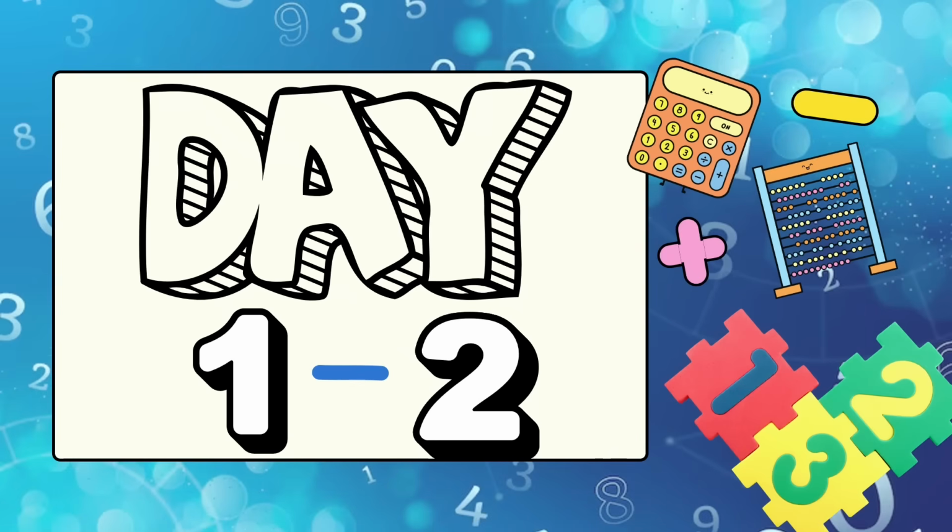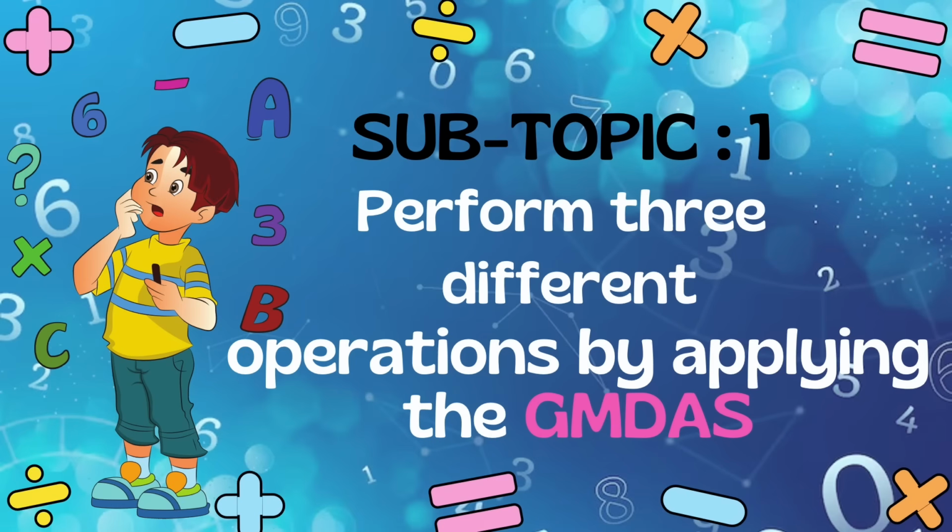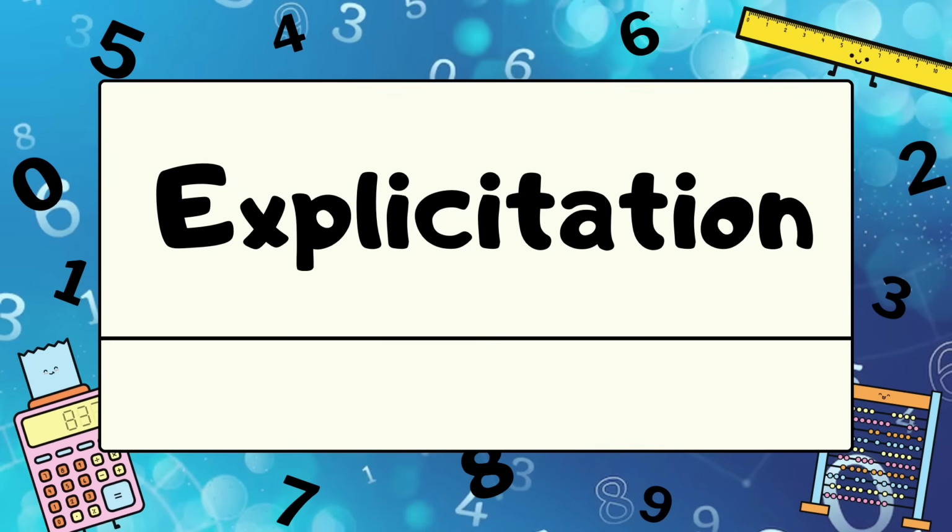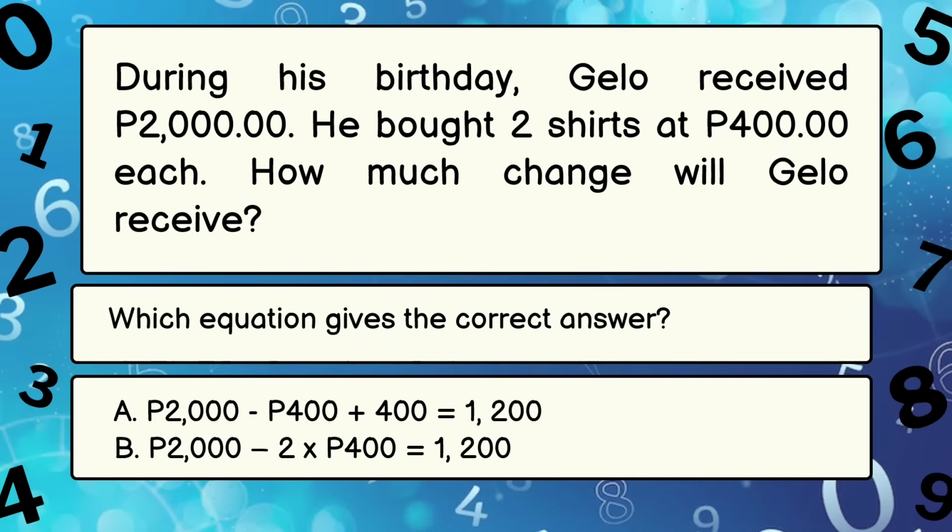So for day 1 and day 2, our subtopic is perform 3 different operations by applying GMDAS. Okay, let's have our word problem. During his birthday, Jello received 2,000 pesos. He bought 2 shirts at 400 each. How much change will Jello receive?